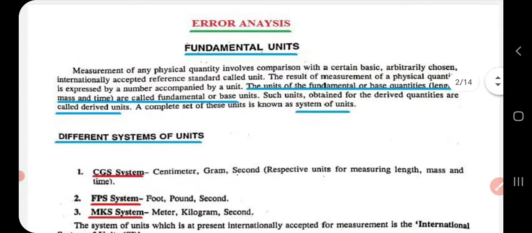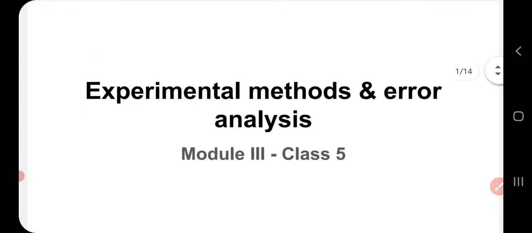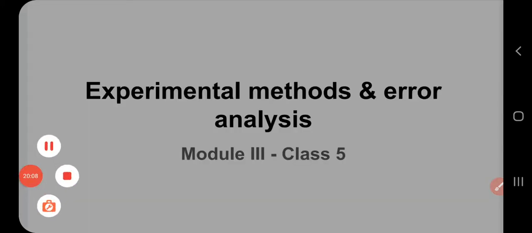Then what is a fundamental unit, what is a derived unit, and what are the different types of units. So please read through it. It's very simple. When you read through it once, definitely you will understand, because they are written in a very simple way. That's why I'm not explaining it much. Okay, thank you.